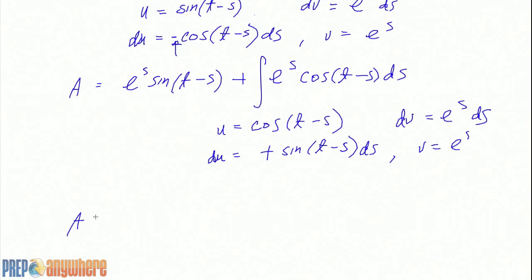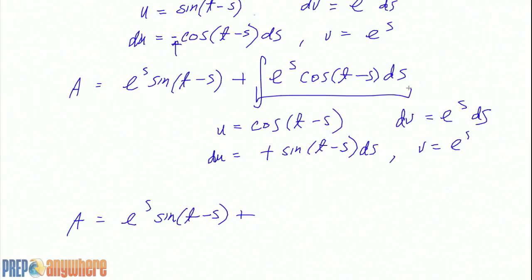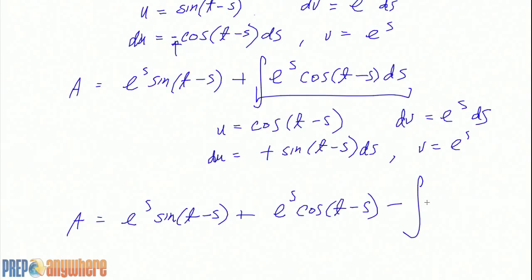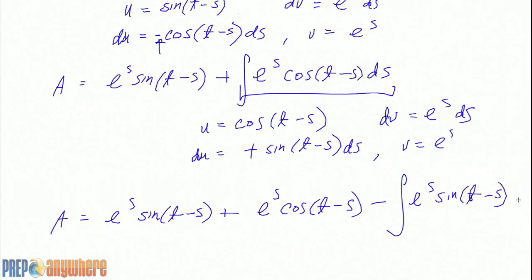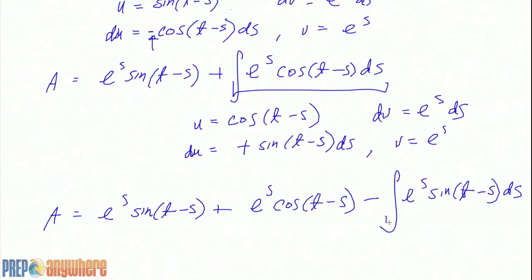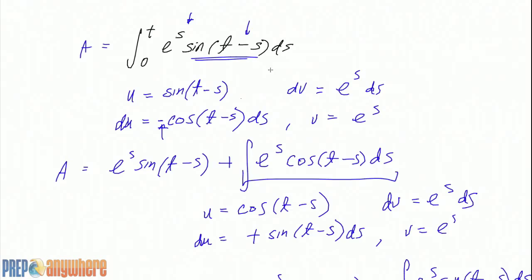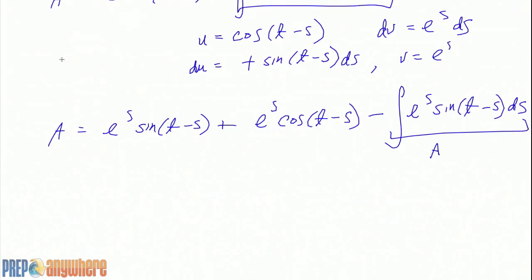Okay, so we have a, and this part right here, u times v, so e to the power of s cosine t minus s, minus the integral of e to the power of s sine t minus s ds. So that right there, you see, is exactly what we started from. So we can change that to a, and bring that to the other side by adding a to both sides, and we get 2a.